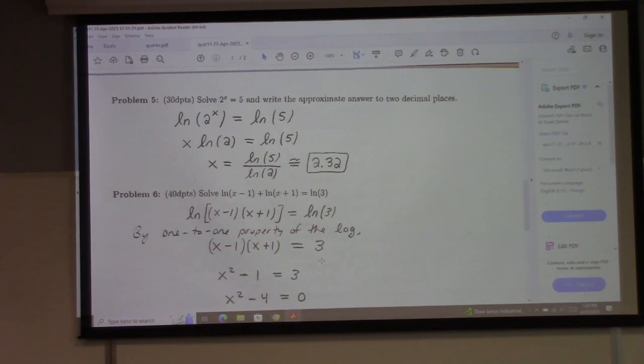2 to the x equals 5. So I take the natural log of both sides, and after I do that, I pull the x out by the power property. That gives me x log 2 equals log 5. I divide by log 2 on both sides. I get log 5 over log 2 is x, which is about 2.32.